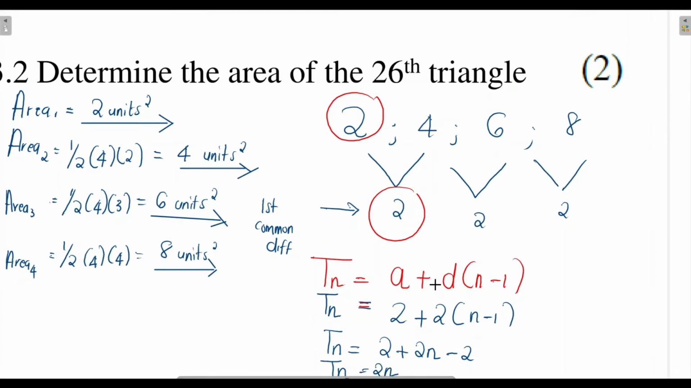Okay, and we're not forgetting, guys, we are trying to find the area of the 26th triangle. We're looking for T26, okay? And to find it, we simply substitute. So Tn is equal to 2 times n, where n is 26, okay? Therefore, your area for the 26th triangle is actually equal to 52 units squared.